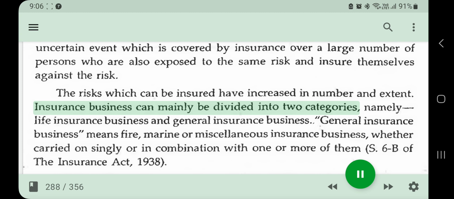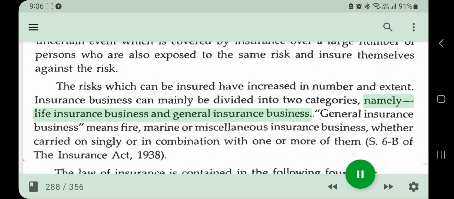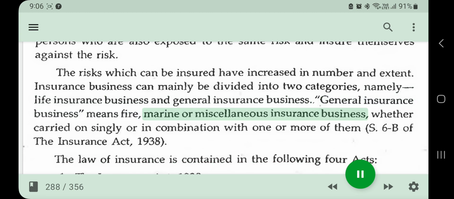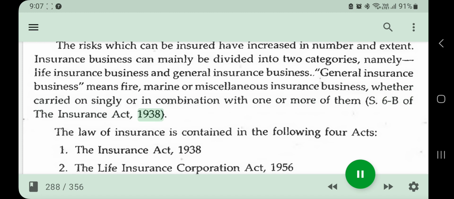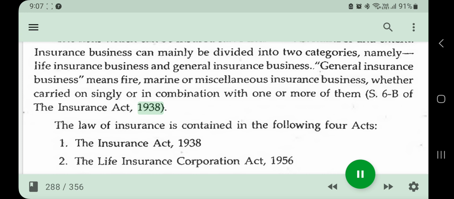Insurance business can mainly be divided into two categories, namely, life insurance business and general insurance business. General insurance business means fire, marine or miscellaneous insurance business, whether carried on singly or in combination with one or more of them, s. 6b of the Insurance Act, 1938.